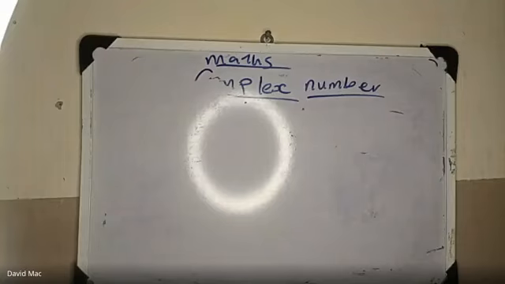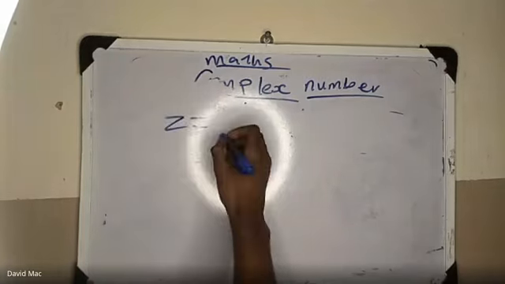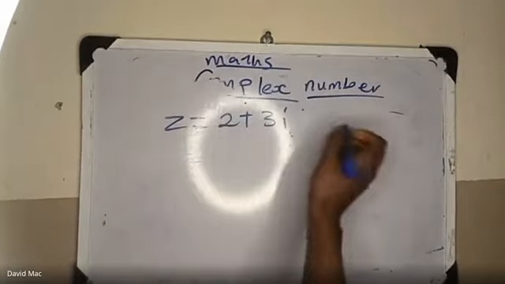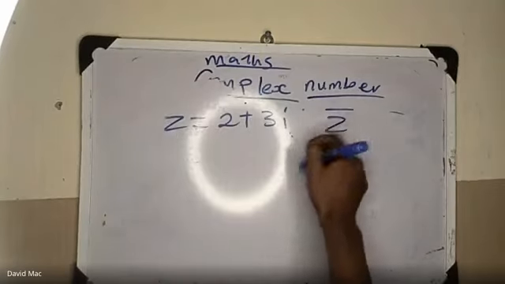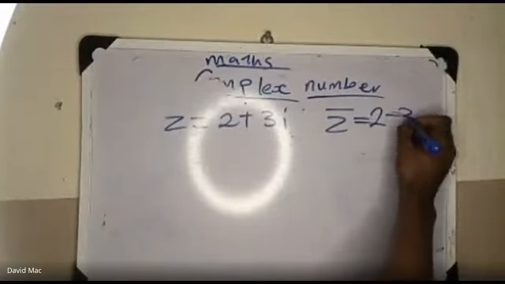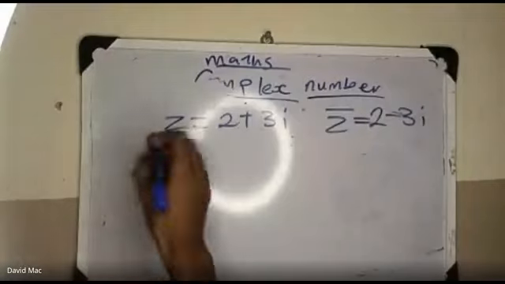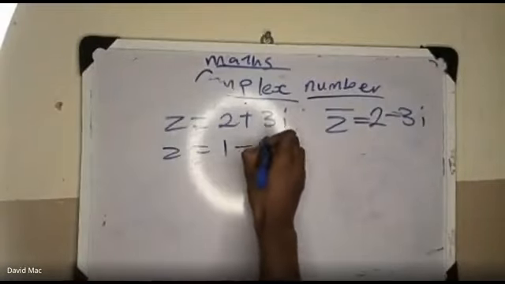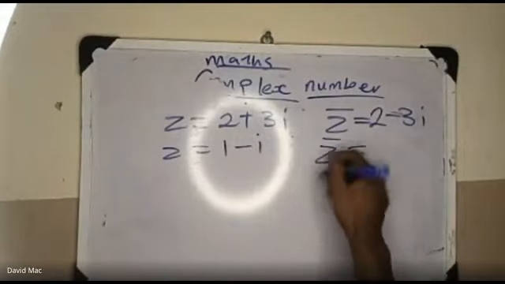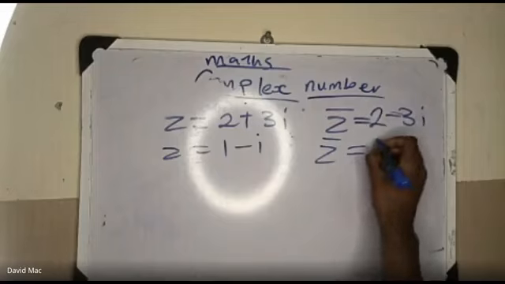Example one. Look at this example now. If Z is equal to 2 plus 3i, then the conjugate of Z, which is written Z bar, with a bar on it, will now be what? 2 minus 3i. That's the conjugate of Z here. Now, if Z is equal to 1 minus i, then the conjugate of Z will now be 1 plus i.